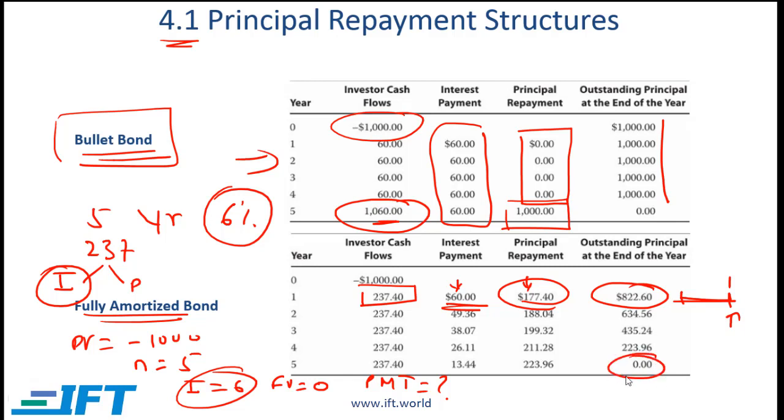Then at the end of period 5, the principal amount outstanding is 0. So notice what has happened here is we have paid off the principal, or the issuer has paid off the principal over the 5 years. This is called a fully amortized bond.